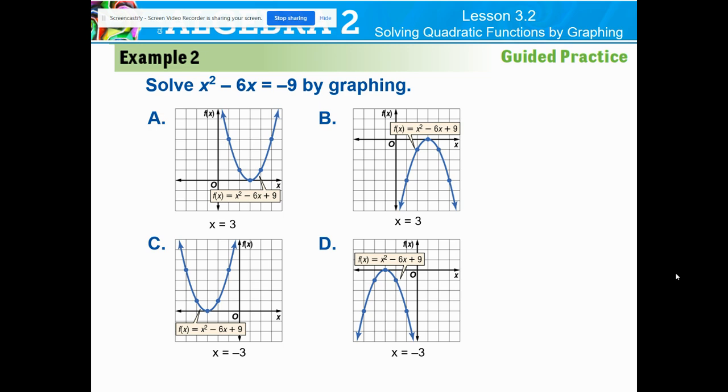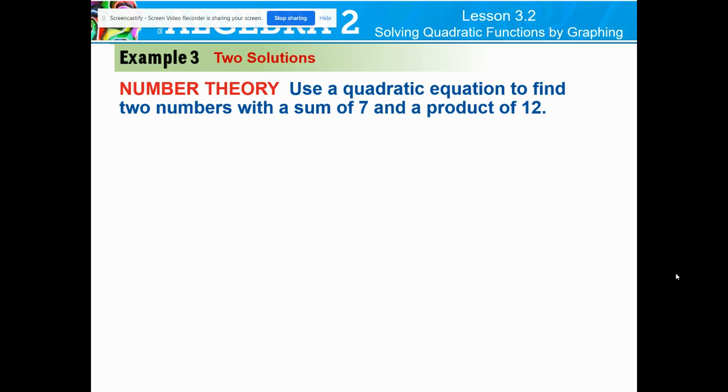Solve this by graphing. So we need to graph that function. We'll need to put it in the form where it's equal to 0. We can put it in our graphing calculator if we want. It is going to open up. That eliminates D and B. And we need to figure out what our solutions are, and x is equal to +3.